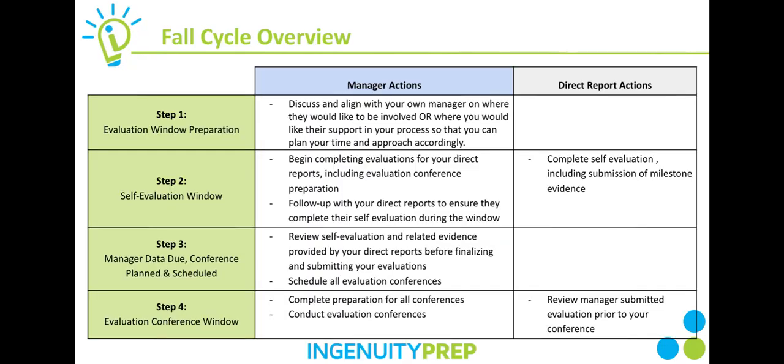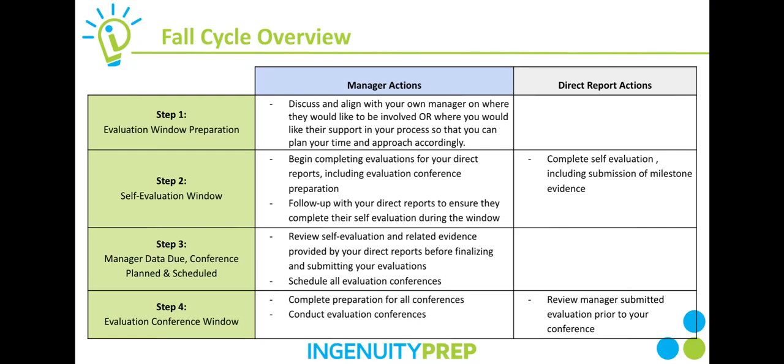In this video, we will be providing you with an overview of the fall evaluation cycle. Let's start with the big picture. You can think of evaluation as having four main steps: the preparation for the cycle, the self-evaluation window, finalizing your evaluation of the staff member, and conference scheduling, and then the evaluation conferences themselves.